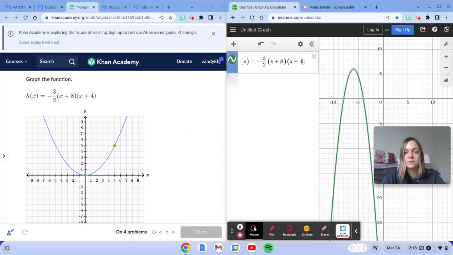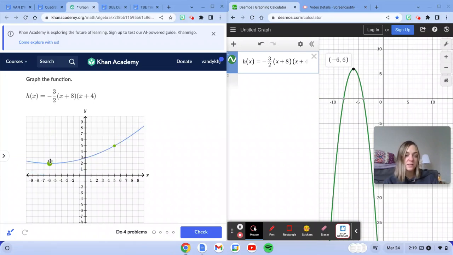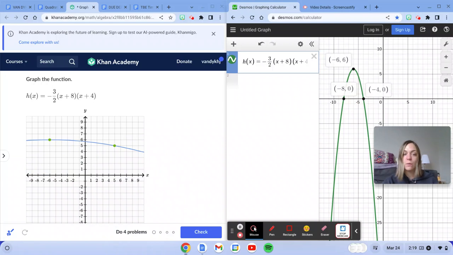x plus 4. Now we'll do the same thing and try to find points that are obvious to graph. So for example, this vertex at negative 6 comma 6 seems pretty easy. And then I see that I have zeros at negative 8 and at negative 4. So I'm just going to plot a 0 at negative 4, and you are good to go.